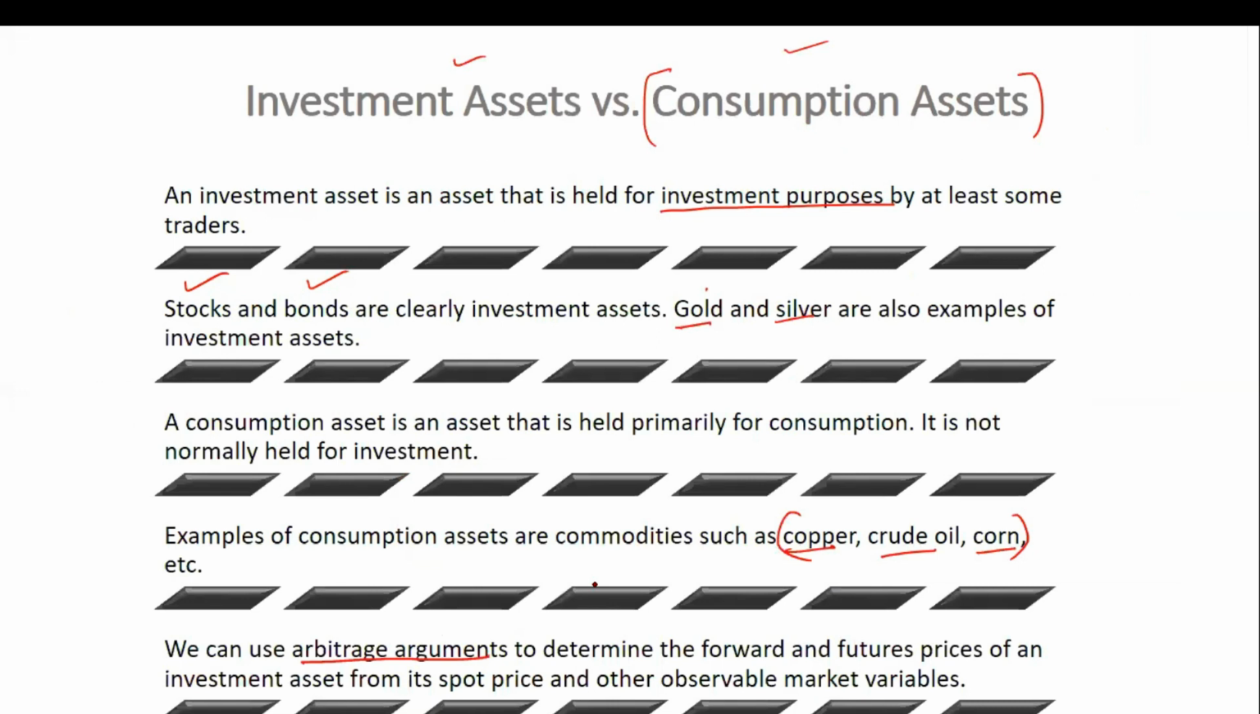We can use this argument to determine the forward and future price of an investment asset, right? But for consumption assets, there are other things also in play. There is inflation, there is interest rate, there is demand, there is supply, there is weather, a lot of things come into the picture. So this logic of forward pricing may not be completely applicable on consumption assets.